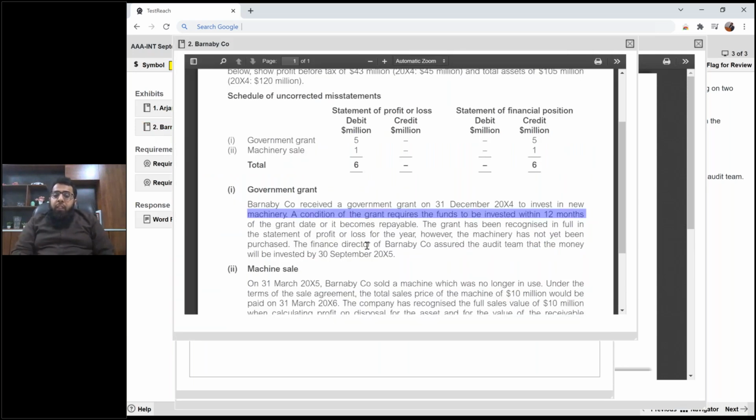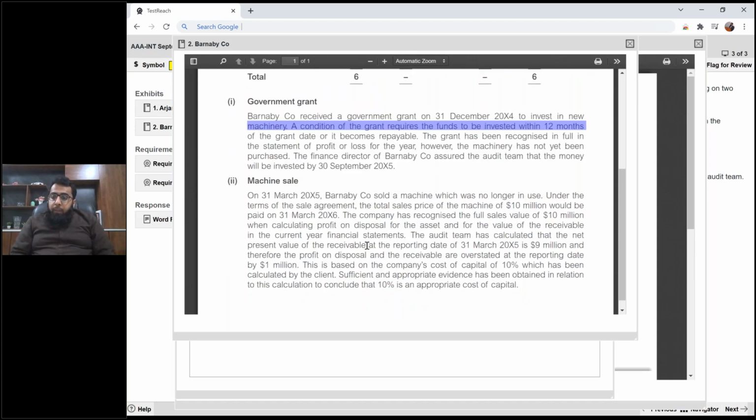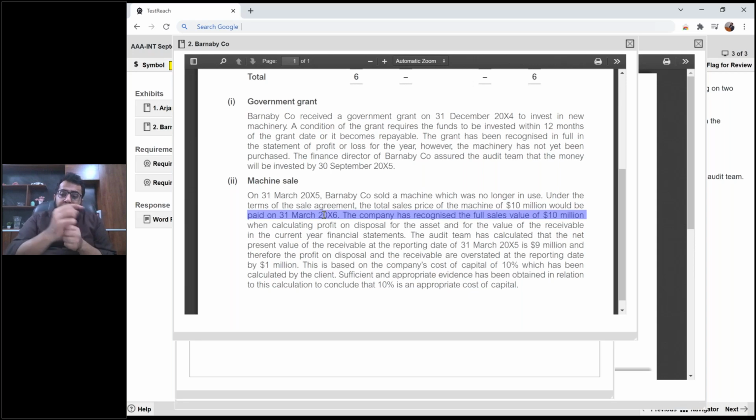On 31st of March 2005, Banner B Company sold a machine which was no longer in use. Under the terms of the sale agreement, the total sale price of the machine of 10 million would be paid on 31st March 2006. The amount will be received after one whole year. The sale agreement is done at this year end.